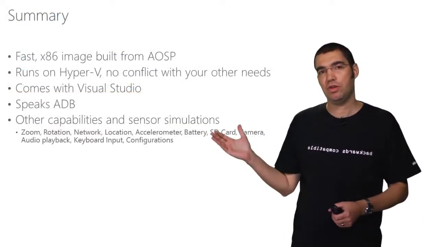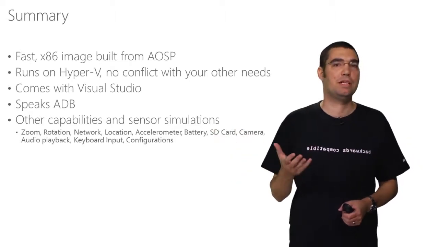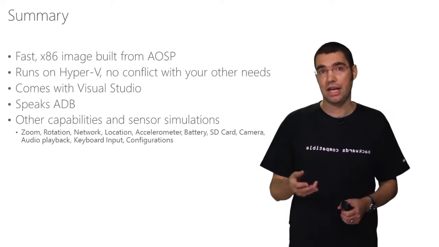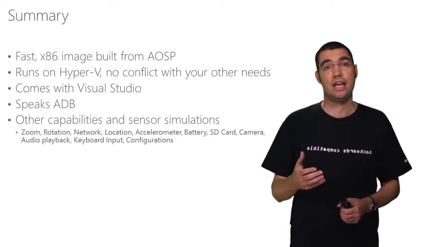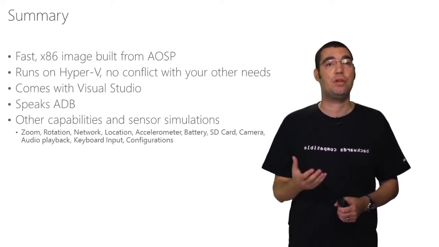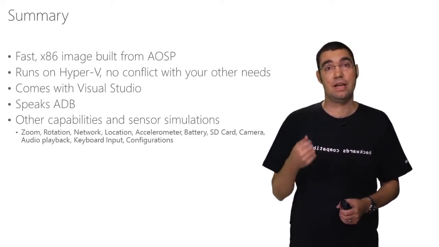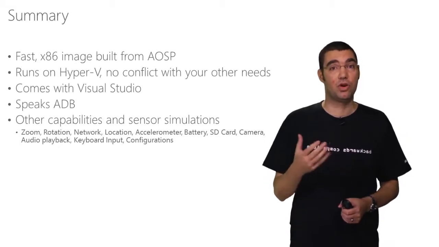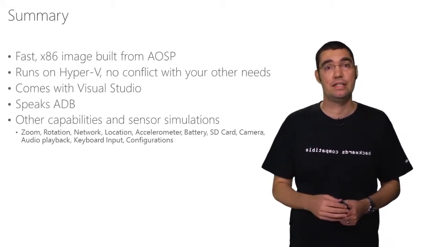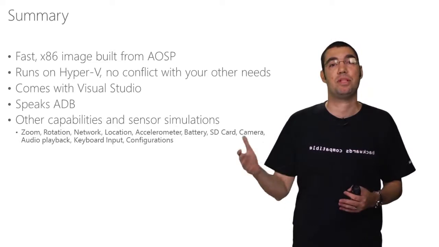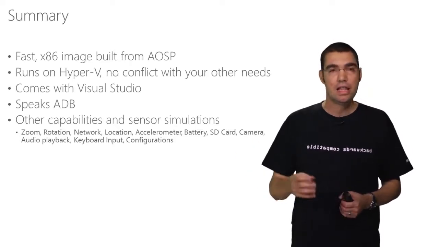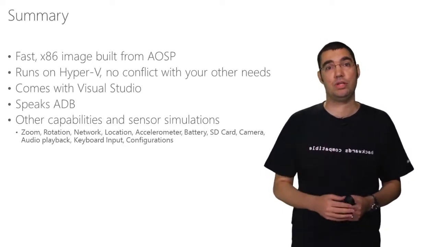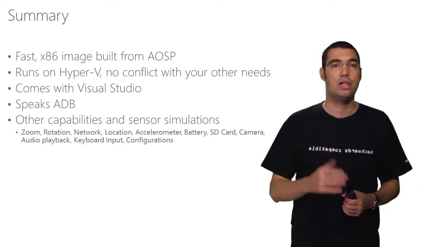So in summary, as you can read on the last bullet, those are some of the capabilities and sensor simulations that I've shown you earlier in the demo. But if you're going to take three things away from this, you should take that we are announcing a Visual Studio emulator for Android that is fast, building an x86 image from the Android open source project. It runs on Hyper-V and does not conflict with your other Hyper-V needs. And it comes with Visual Studio, so there's no separate acquisition step required. I'll give you a fourth one, which is that it speaks the ADB protocol, which means that if you do want to use our emulator from a different IDE, you're welcome to do so.